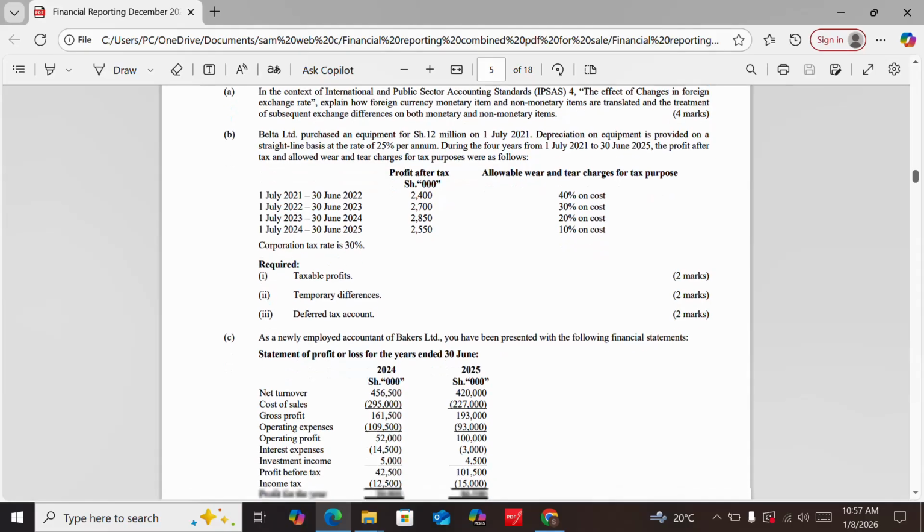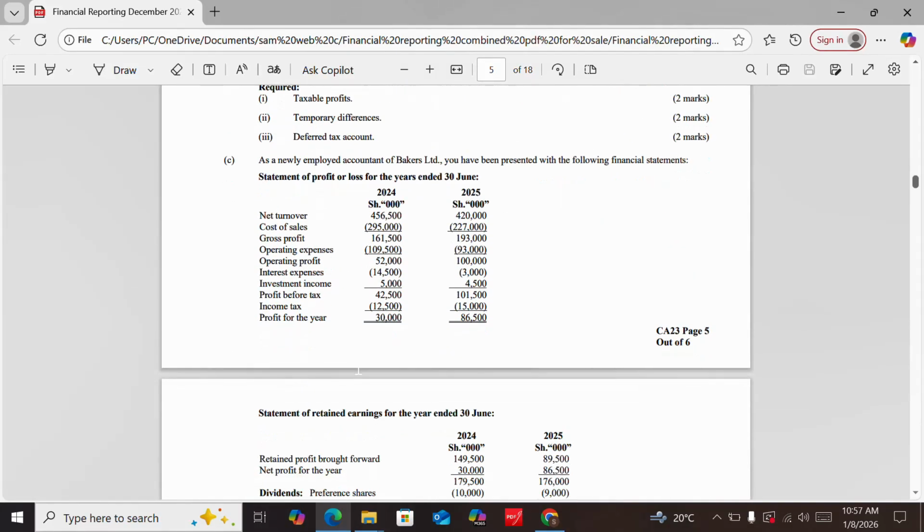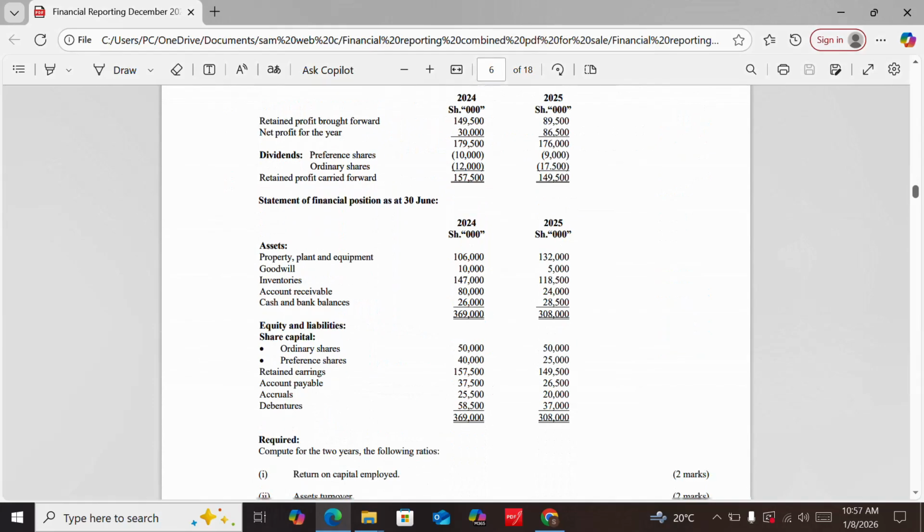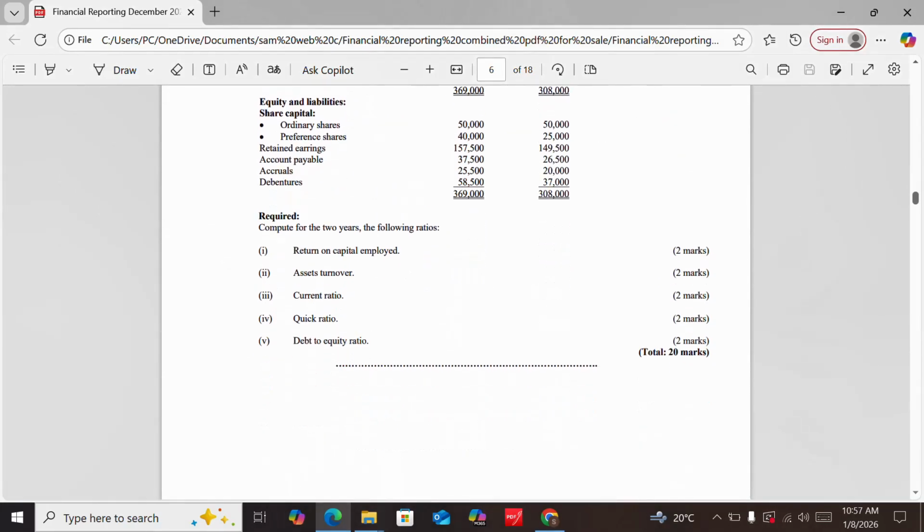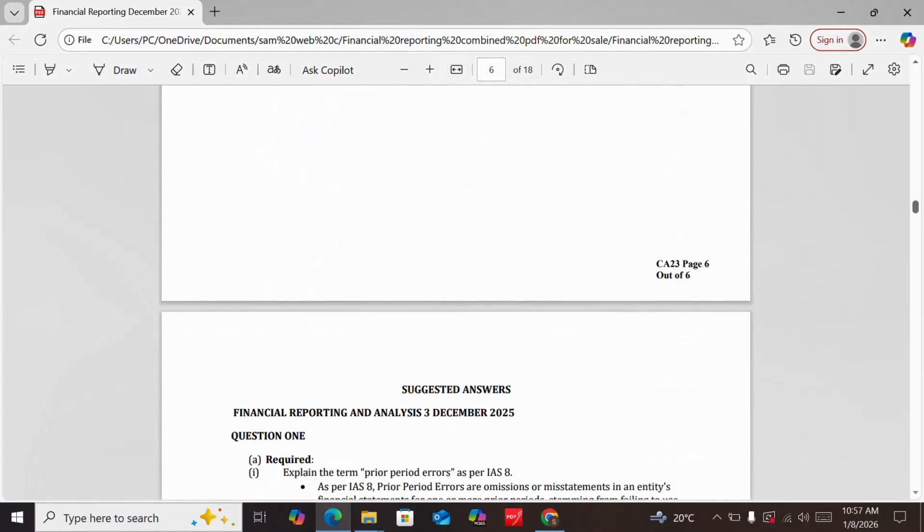Part C was a question on ratios, which required the student to compute for the 2 years the following ratios, that is return on capital employed, asset turnover, current ratio, quick ratio, and debt to equity ratio. We now go to the answers.